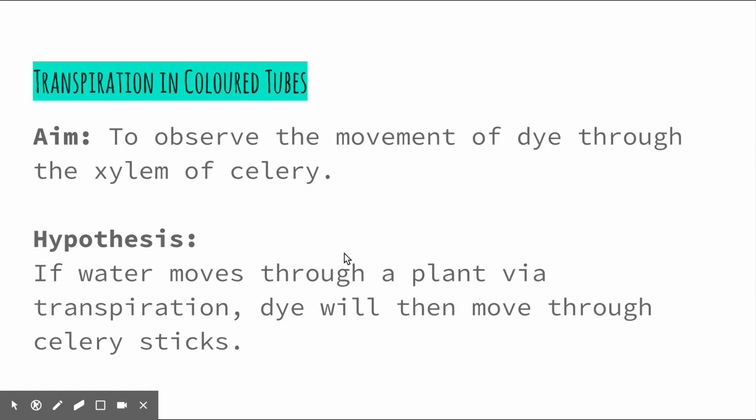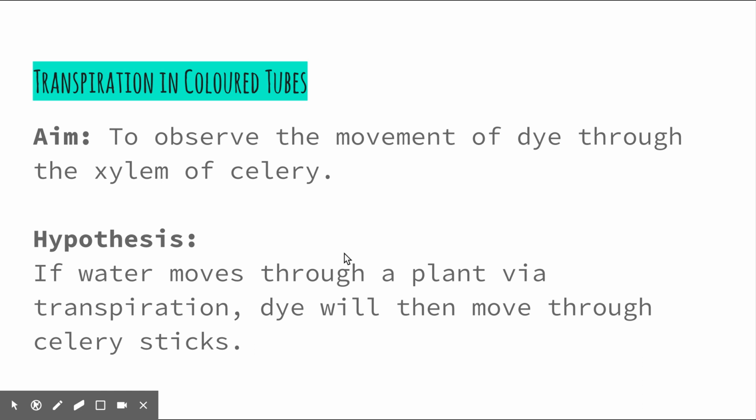A way that we can do that is to carry out an investigation called transpiration in coloured tubes. The aim of this investigation is to observe the movement of dye through the xylem of celery. As we know, xylem runs from the very bottom of the plant all the way up to the leaves, and the job of the xylem is simply to carry water. So from that, we can create a hypothesis to be able to look at transpiration.